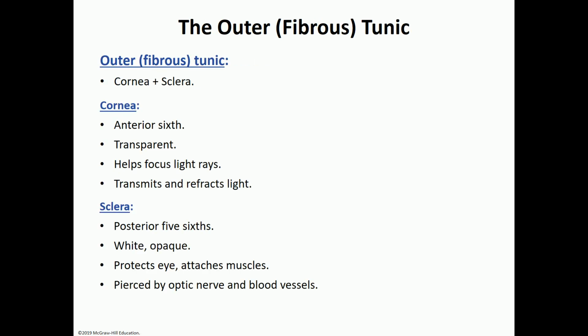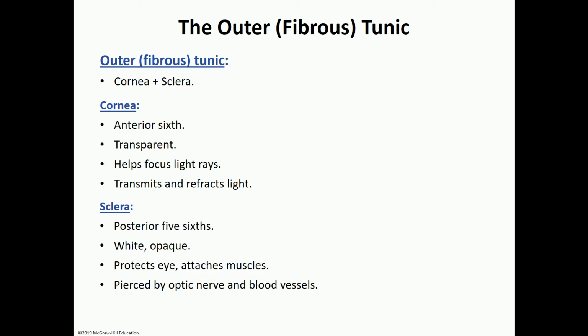The outer fibrous layer is made out of the cornea, and that's the anterior 1/6 of the outer tunic. It's the transparent portion, how these light rays are going to enter into the eye. It does help a little bit in focusing those light rays, and it transmits and refracts light. Refraction means to bend those light waves, those light rays.